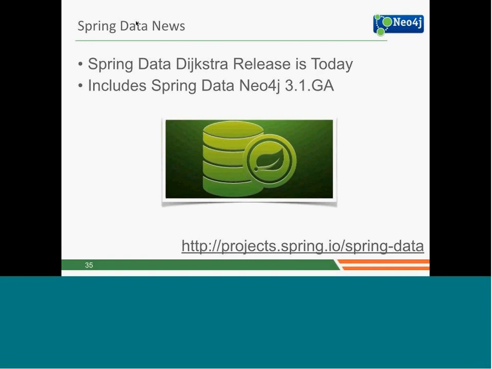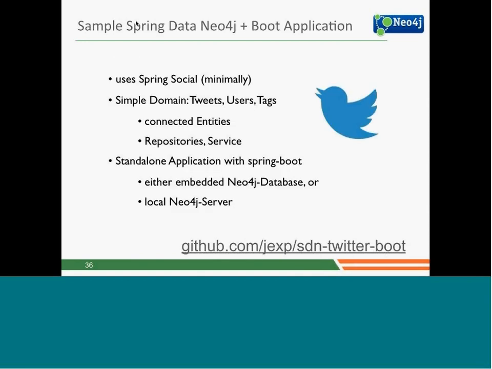And without further ado, I want to come to the actual core of today's webinar, the Spring Data Neo4j and Boot application, which is a combination of Spring Social to pull tweets from Twitter search, and it has a really simple domain. We have tweets, users, and tags as connected entities. We have repositories and services, and we expose and export all these entities and repositories via Spring Data REST. So we can use it, for instance, from a JavaScript-rich front-end application like an AngularJS application.